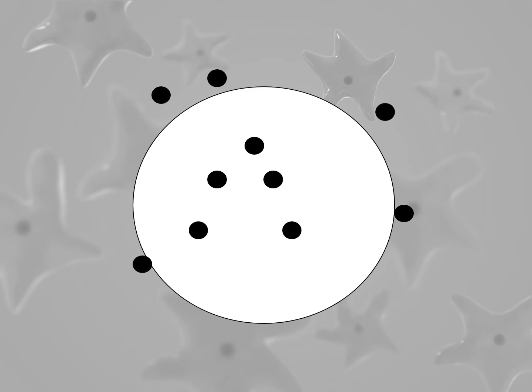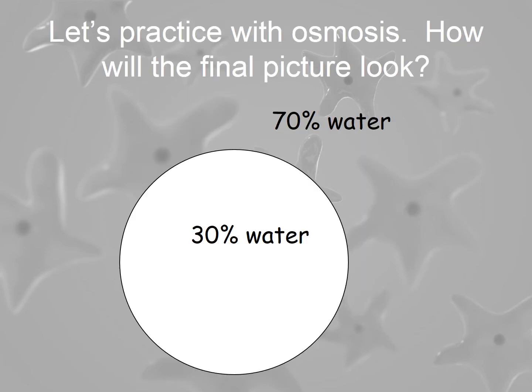So here we have our final answer. Did you get the same amount? It doesn't matter where you drew your dots, just that you drew the same number that I have inside and outside the cell. They want to reach equilibrium. So that's what this looks like, this is equilibrium.